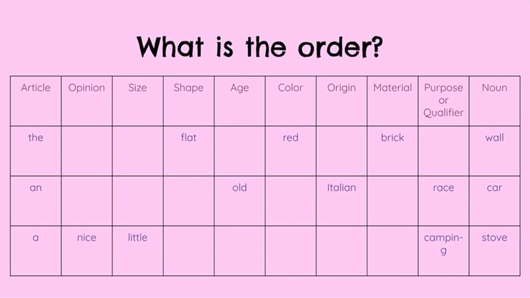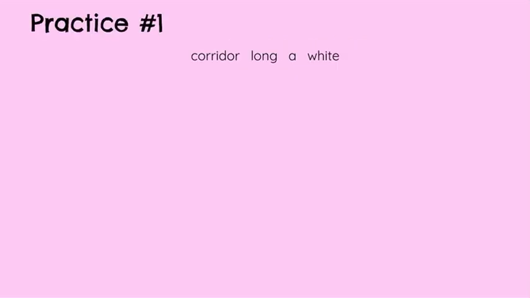Making it better would be an old Italian race car. Stuff like that. That's what adjectives are for, to help make the sentence brighter. So we're going to practice. Here you see 4 different words. We're going to do the same thing that we did earlier, but we're going to solve it on our own.